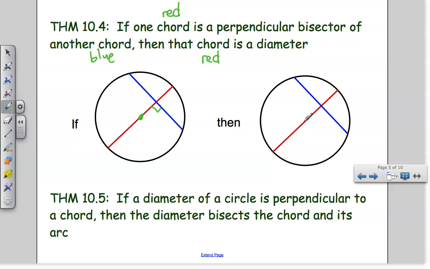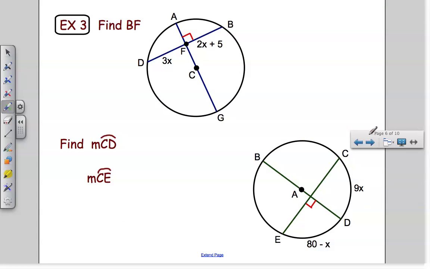Then I know that that diameter bisects the chord, meaning it cuts this chord in half, two congruent parts, and it bisects the arc, which would mean that these two portions of the arcs, those measures or those lengths, are also congruent. So that's kind of neat. A diameter, if it hits at a right angle to a chord, it bisects the chord and the arc. So we had two theorems here looking at a diameter intersecting another chord. Let's use those here. Find BF, which is this length.